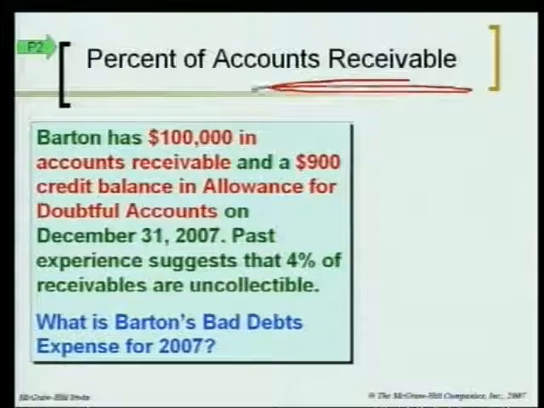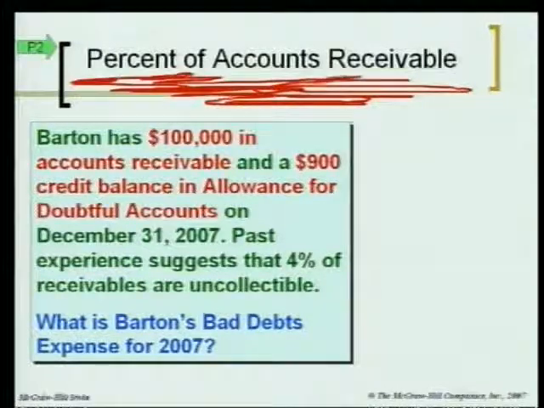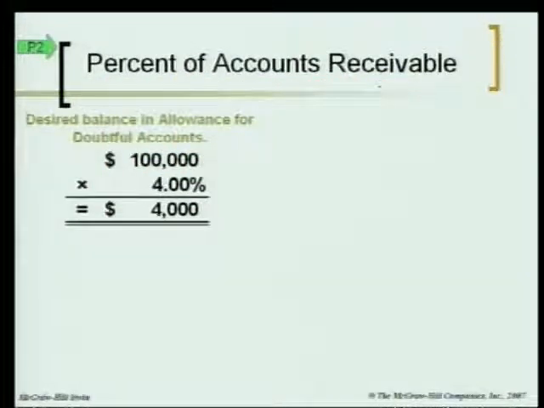Now remember, guys, this is the percentage of accounts receivable method, not the percentage of sales method. Here's what we have to do. Engage your brain, really follow this. We take 4% times the 100,000, and that gives us $4,000. With me so far? Now listen to me. That is not, I repeat, that $4,000 is not the amount that goes in that journal entry.